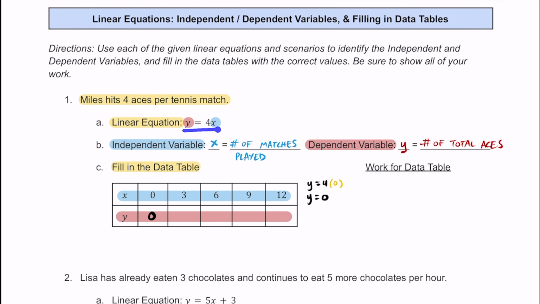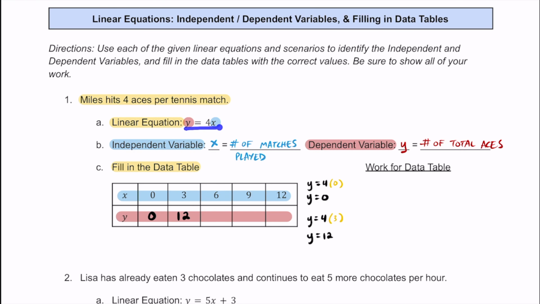Now let's go ahead and use this equation again, but now x is 3, so it's going to be 3 tennis matches. So let's change x to 3 or substitute it in. So we're going to have y is equal to 4 multiplied by 3. This is going to be 3 matches this time. 4 times 3 is 12, so we're going to get y is equal to 12. So in 3 matches, he's going to hit a total of 12 aces.